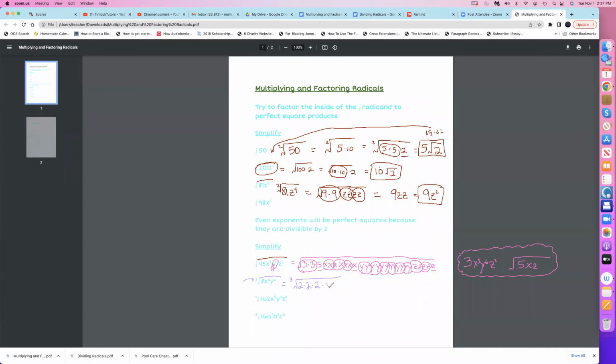I have 3 x's and 6 y's. I need 3 of them before I can come out, because I have the cube root now. Everyone's out. So I just have 2 x y squared because I have 2 groups of 3.